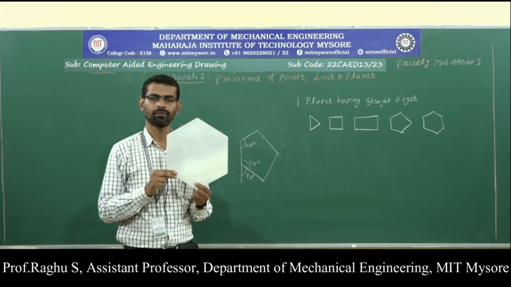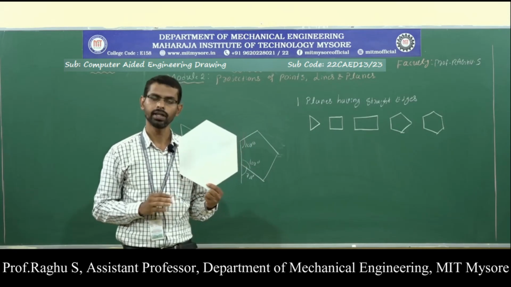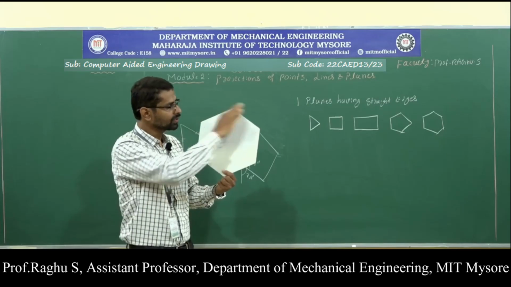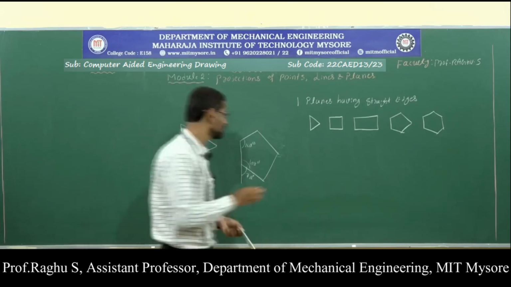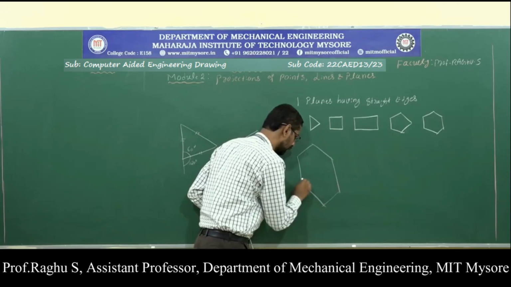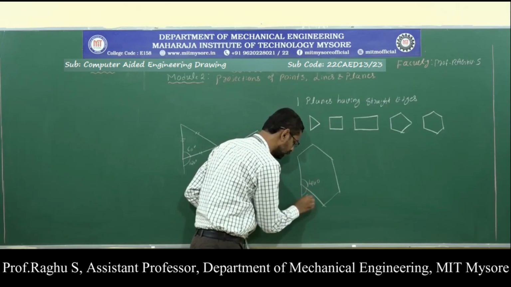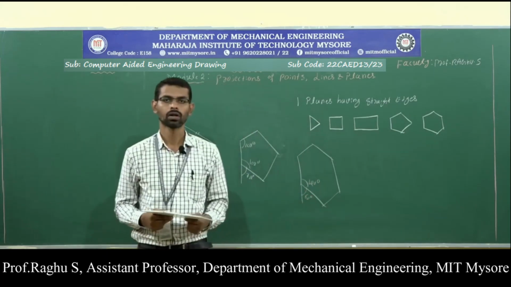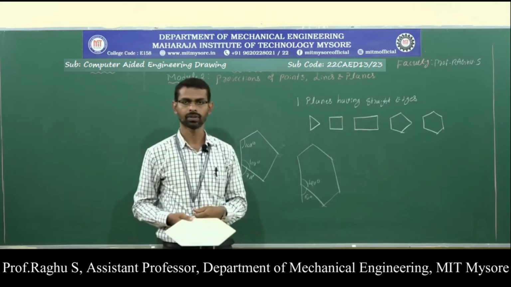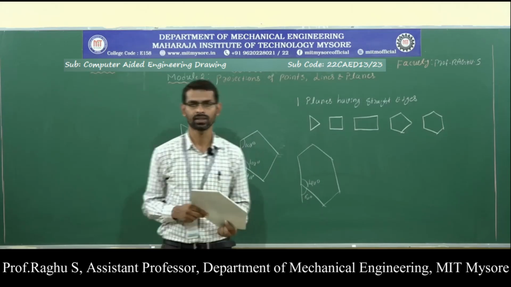Next, hexagonal lamina. Hexagonal lamina consists of 6 sides and 6 angles. Here also we have regular hexagonal lamina, which means all sides are equal. The interior angle for hexagonal lamina is 120 degree and the exterior angle is 60 degree. These are all examples for planes having straight edges: triangular lamina, square lamina, rectangular lamina, pentagonal lamina and hexagonal lamina.